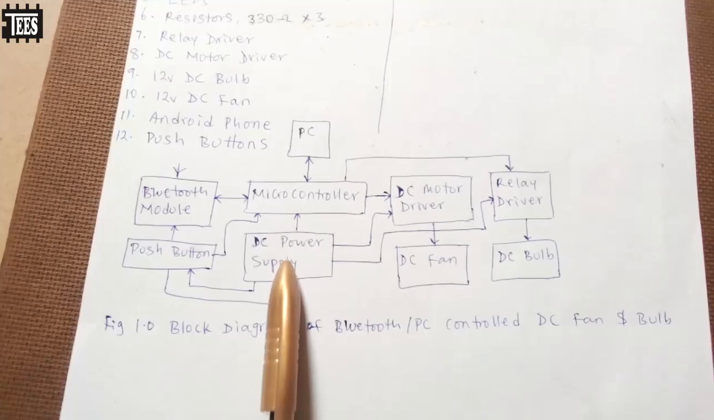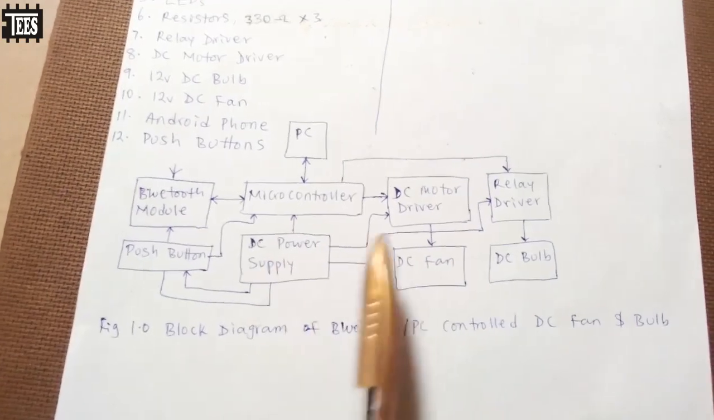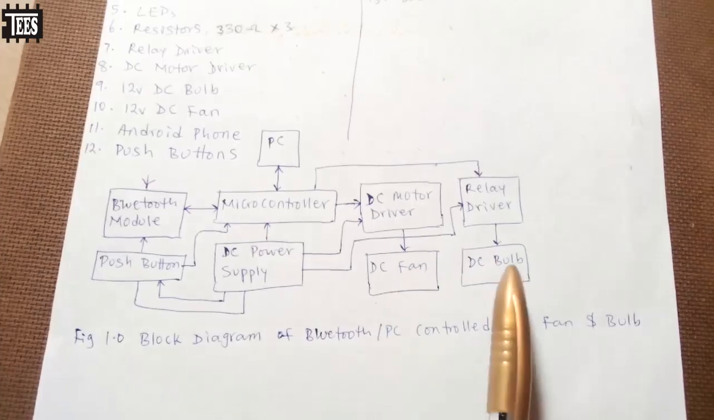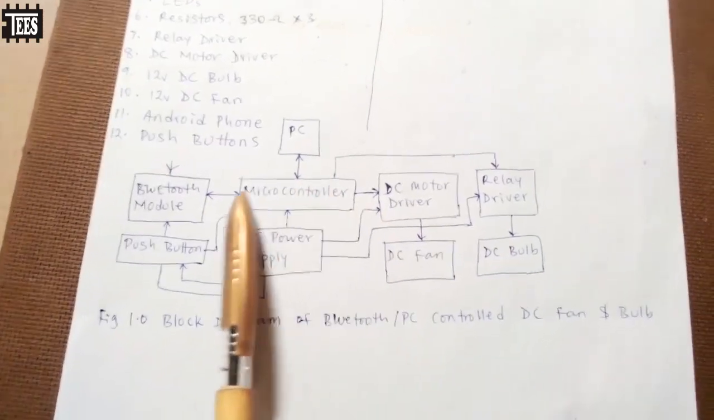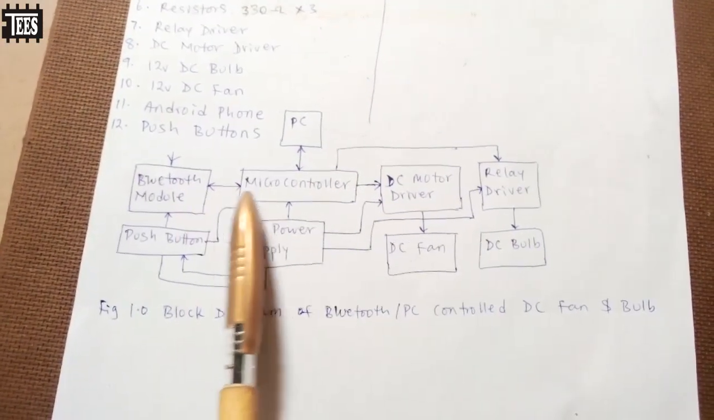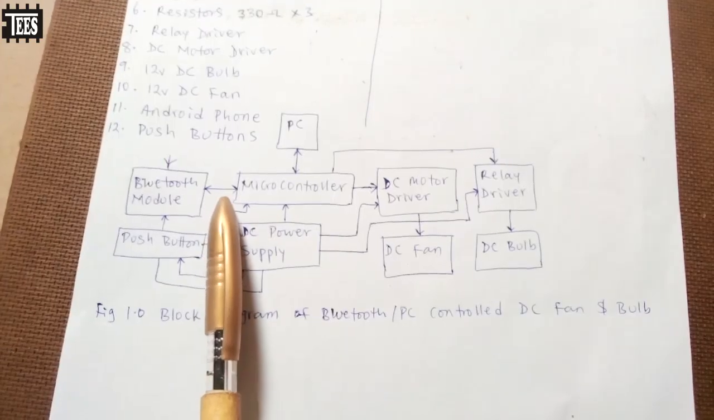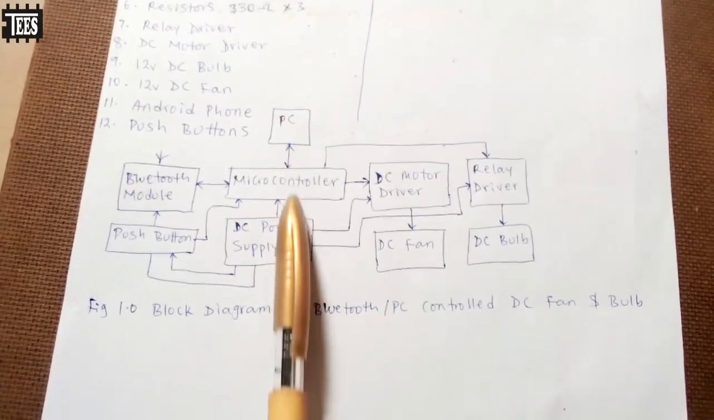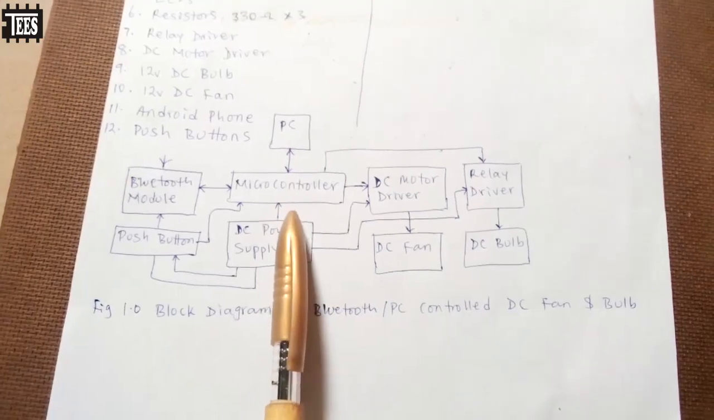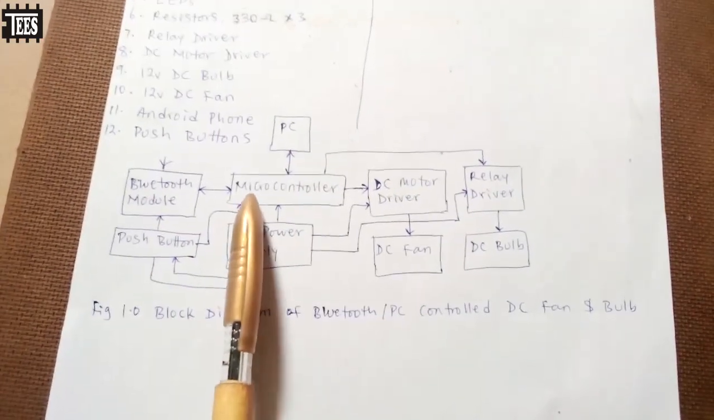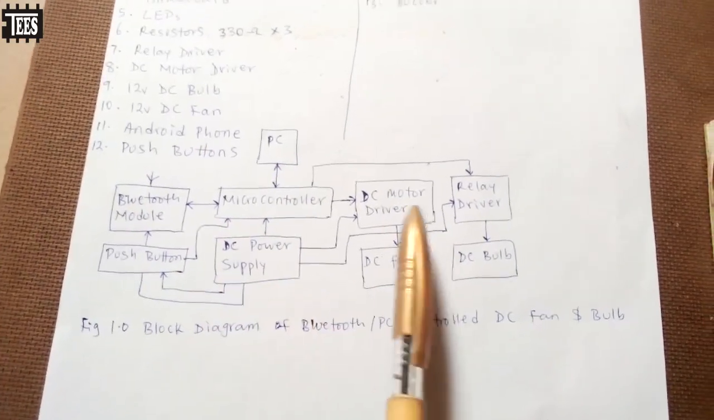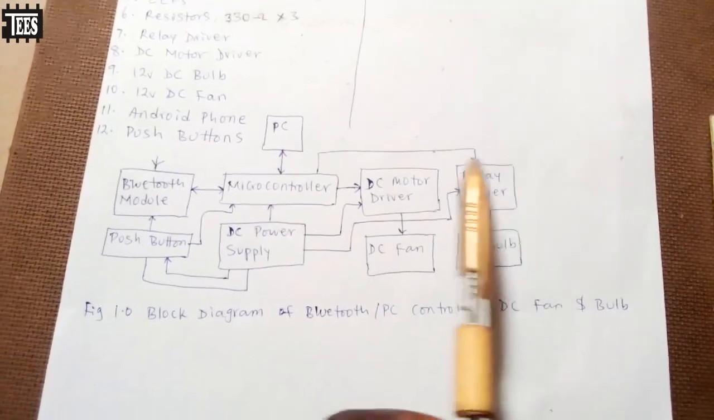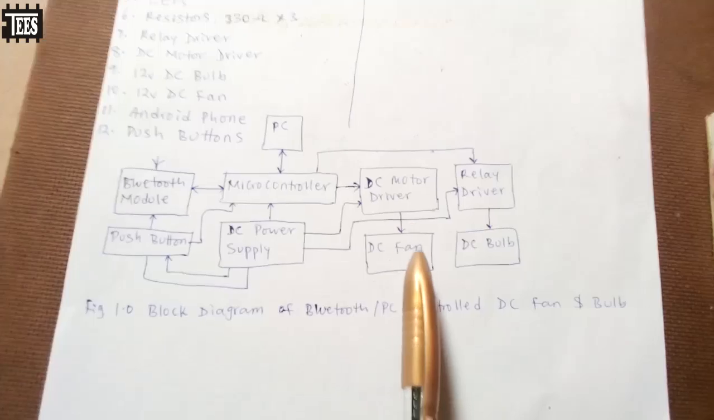We need a DC power supply, that's 12 volts and 5 volts. Then DC motor driver, relay driver, your DC fan, your DC bulb. Now your Bluetooth is going to be connected to the microcontroller. Then your microcontroller will be connected to the computer via USB serial cable. Your push buttons will be connected to the microcontroller. Your DC motor driver will be connected to the microcontroller. Your relay driver will also be connected to the microcontroller.